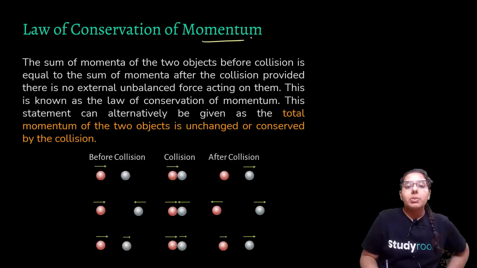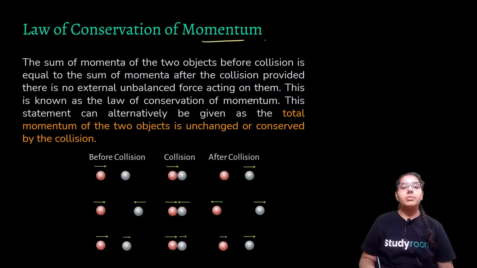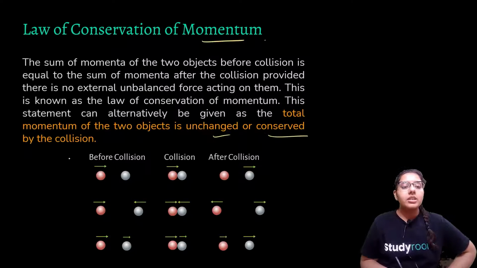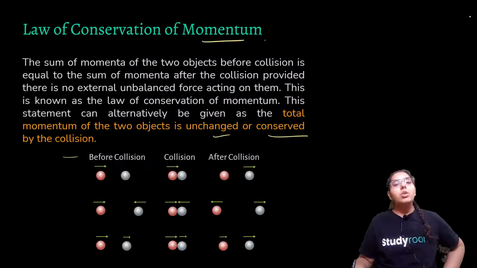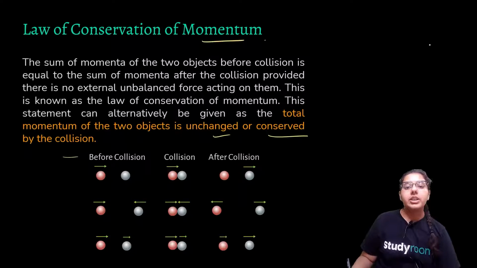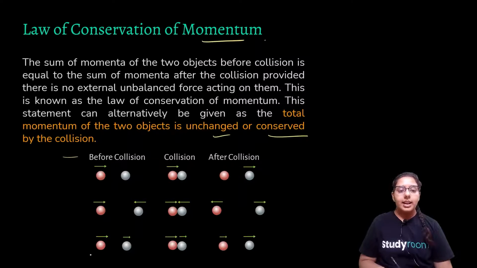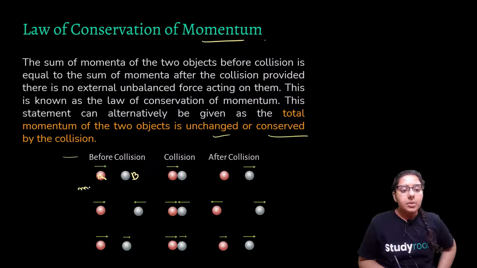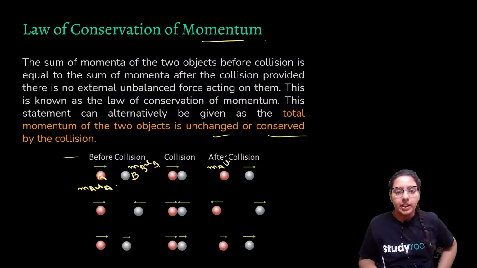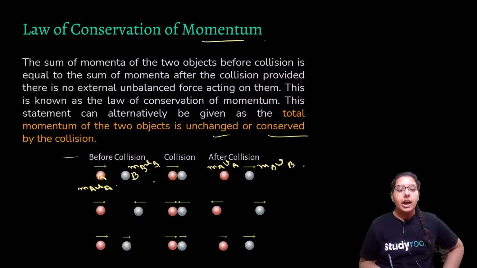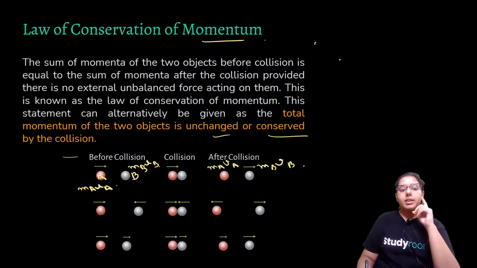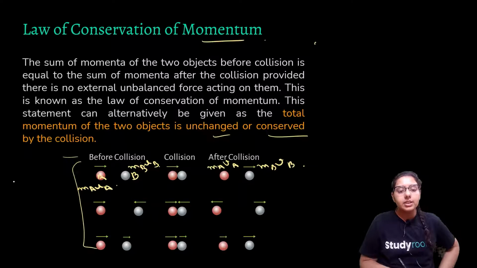So what does the law of conservation of momentum state? It states that the total momentum can neither be destroyed nor be created. So it is unchanged or conserved by the collision. The sum of momenta of the two objects before collision and the sum of momenta after the collision is equal. Okay, so you can just analyze this. If A and B are the balls, before collision we have ma ua and mb ub, and after collision ma va and mb vb, right? And the change in momentum is the same thing, mv minus mu, which we discussed in the previous case.